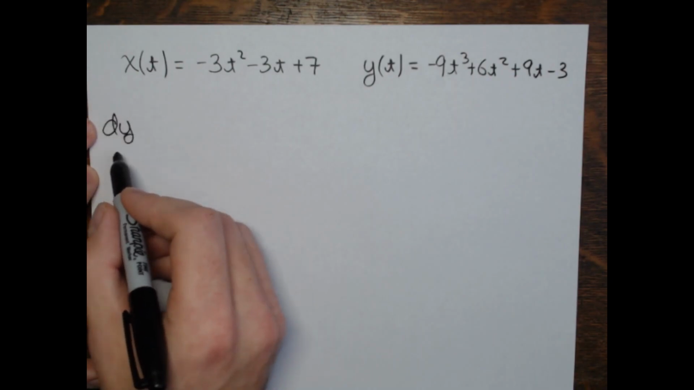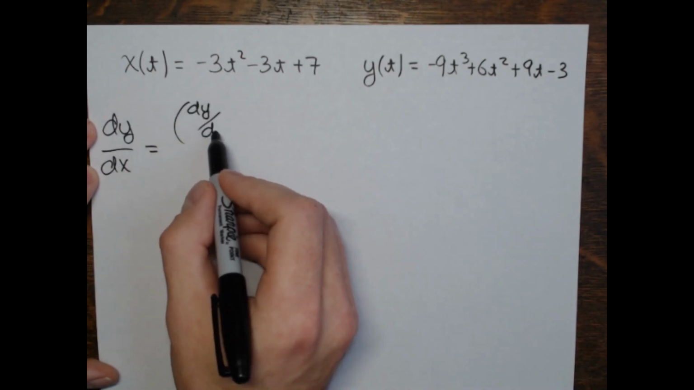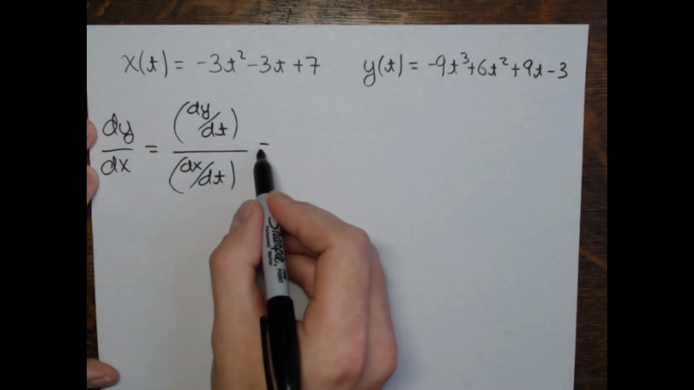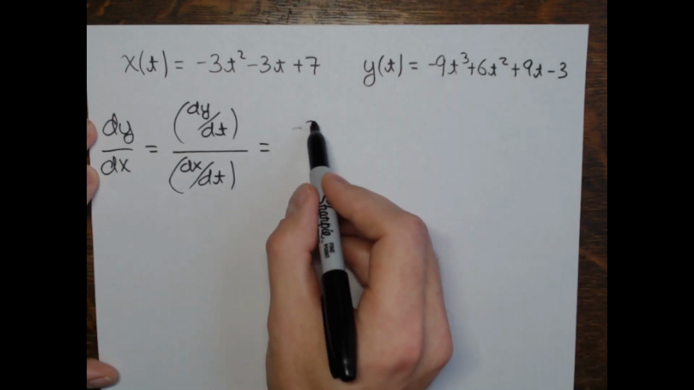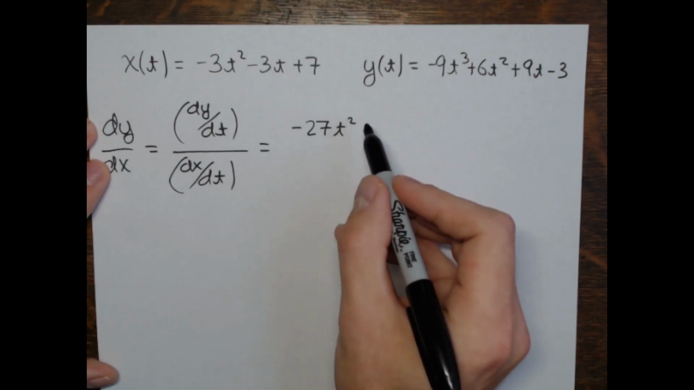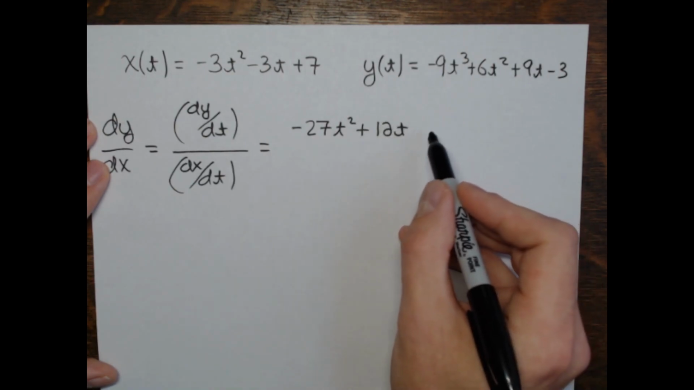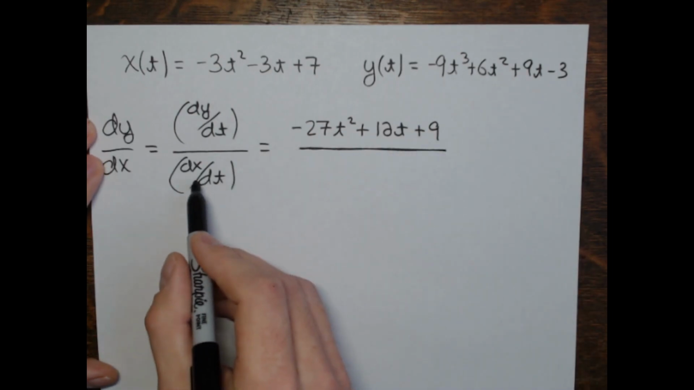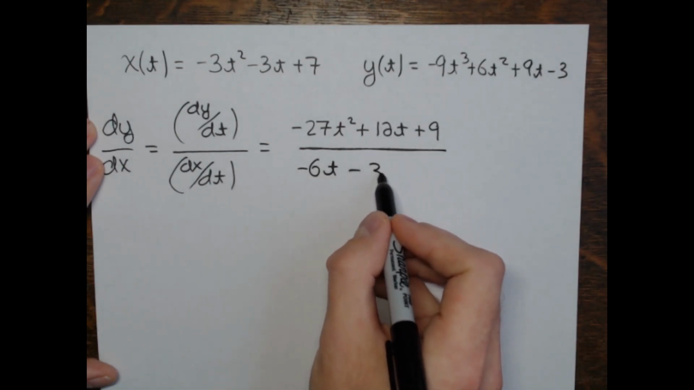So again, the first derivative, y prime, dy/dx. I'm doing the same thing every time here. Got dy/dt in the numerator, divided by, and then dx/dt in the denominator. Now the derivative of y with respect to t, the power rule here would be negative 27t squared plus 12t plus 9, all right, divided by, and then dx/dt would be negative 6t minus 3.